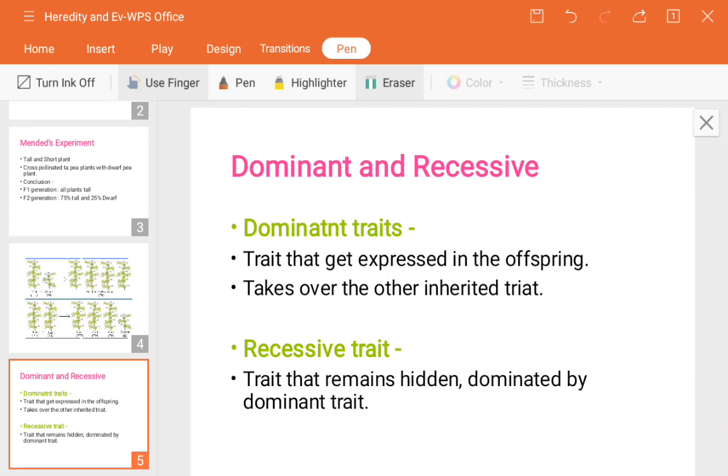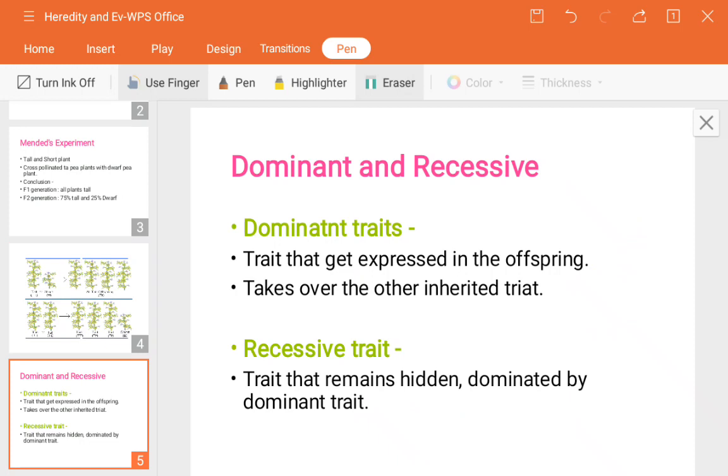Here, the dominant trait is nothing but a trait that gets expressed in the offspring. In the first generation, that was the tall plant. That is called tallness. Sorry, not dwarfness. It takes over the other inherited traits. So the dominant trait always takes over the other inherited traits. It is always common, it always appears, but the recessive traits cannot express themselves.